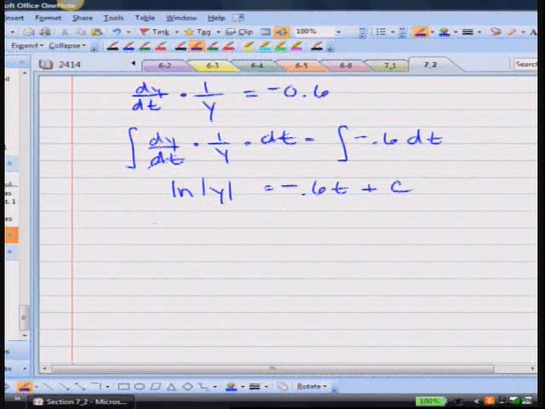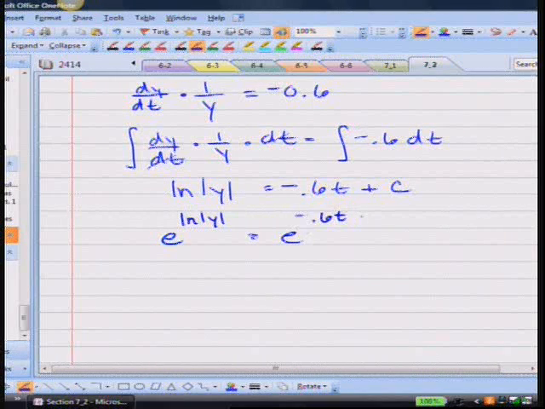Okay. All right. Now, if I exponentiate both sides, so if I do e to the ln absolute y equals e to the negative 0.6t plus C, I get e to the ln y is just going to be the absolute value of y.